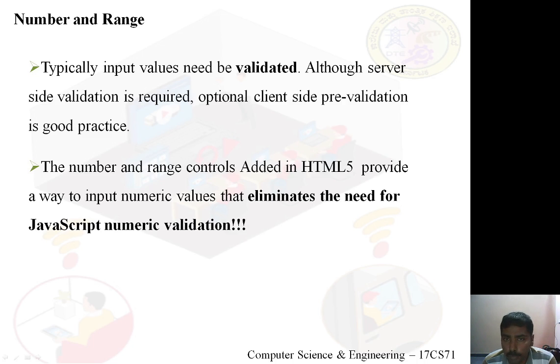So the user needs to be prompted stating please enter a value between 1 and 12. Before sending the value in this text box to the server, this value needs to be validated. So we have a range attribute for this. Without using JavaScript, we can do validation. We will look at this through an example.